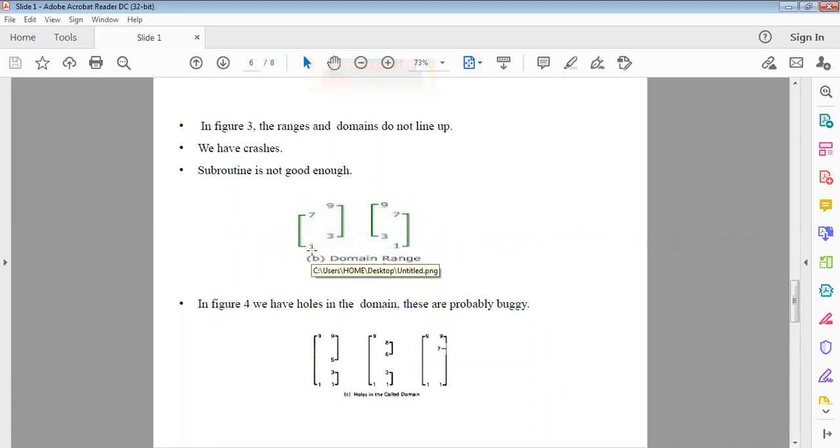See here, the range of the caller is 1 to 7, whereas the called is 3 to 9. So both have different ranges, and neither is a subset of the other. The caller range is different from the called range. So this is called a mismatch of the domain.